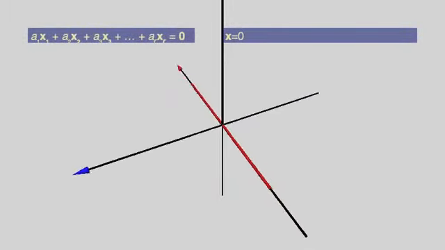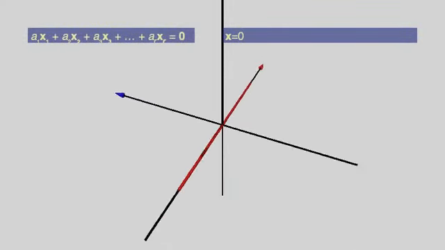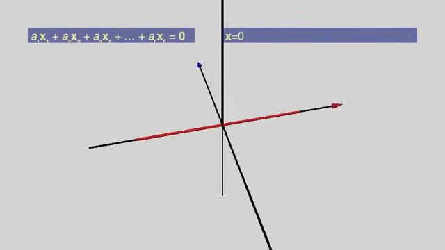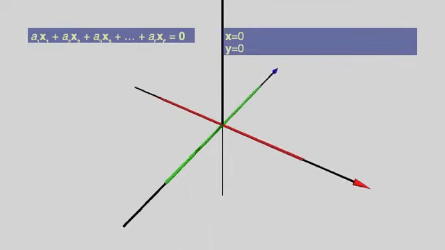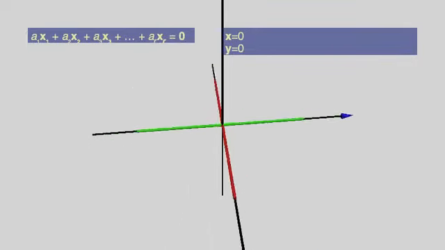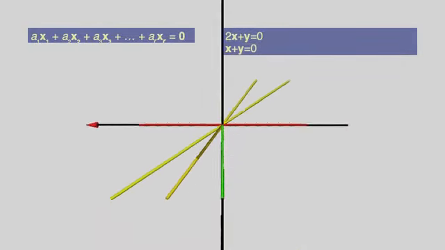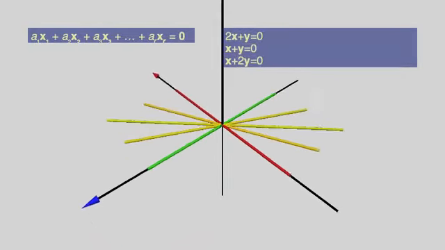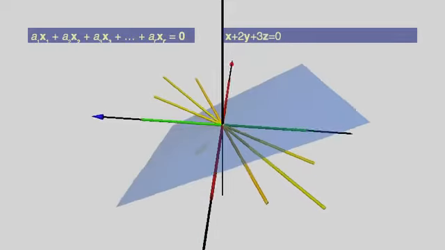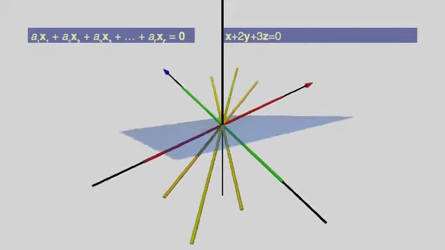A linear equation is a linear combination equated to a zero vector. An equation in one variable has a graph which is parallel to one of the axes. An equation of two variables is a line. An equation of three variables is a plane.